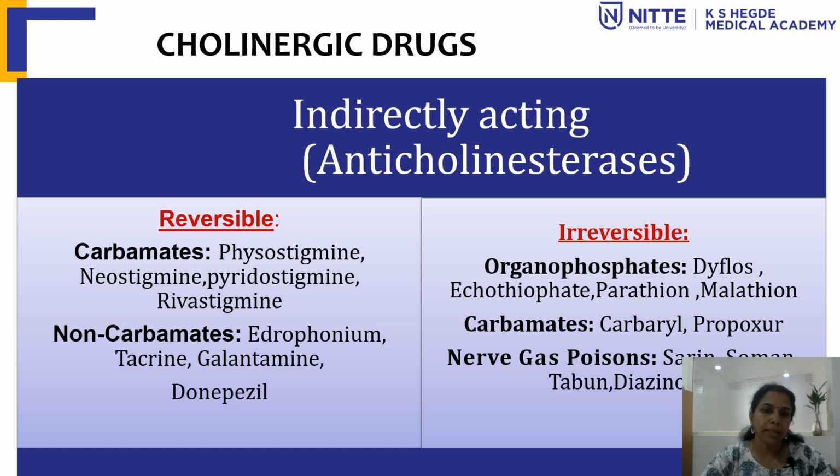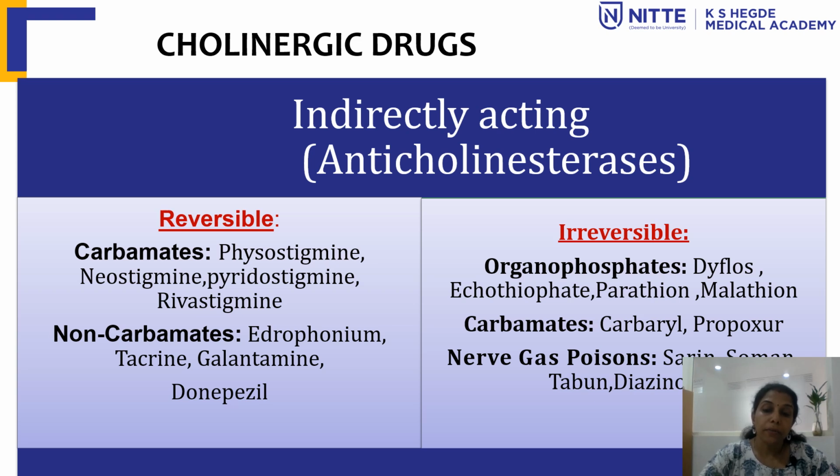The reversible ones are carbamates: physostigmine, neostigmine, pyridostigmine, rivastigmine. Non-carbamates are edrophonium, tacrine, galantamine, donepezil. The irreversible ones are organophosphates: dyflos, ecothiophate. Carbamates include carbaryl and propoxur. Nerve gas poisons are sarin, soman, tabun, diazinon. So these are the indirectly acting cholinergic drugs or anticholinesterases. These drugs are esters of carbamic acid or phosphoric acid.